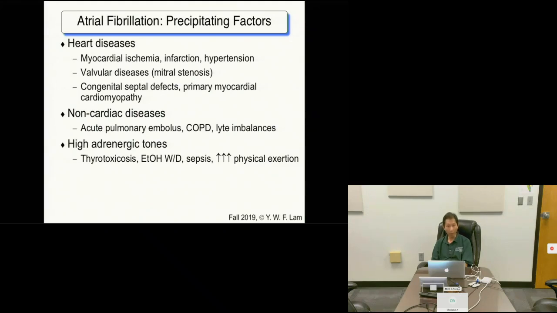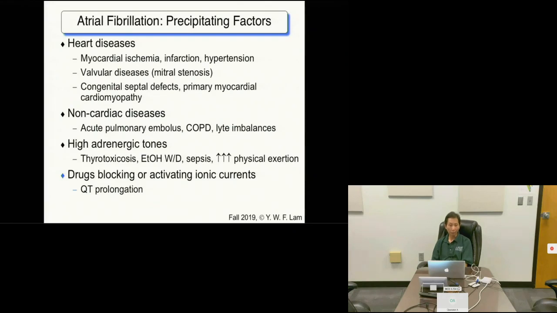When a patient has high adrenergic tone, which means their sympathetic discharge is high, then obviously it's going to put the patient at risk of developing atrial fibrillation. Some examples of high adrenergic tone include thyrotoxicosis, alcohol withdrawal, sepsis, or a significant increase in physical exertion that is not matched by the patient's cardiac output.